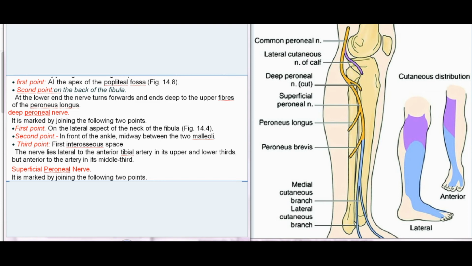Deep peroneal nerve. It is marked by joining the following points. First point, on the lateral aspect of the neck of the fibula, Fig 14.4. Second point, in front of the ankle, midway between the 2 malleoli. Third point, first interosseous space. The nerve lies lateral to the anterior tibial artery in its upper and lower thirds, but anterior to the artery in its middle third.